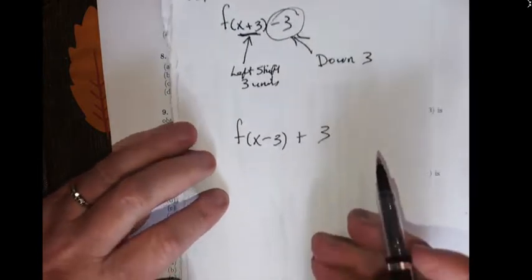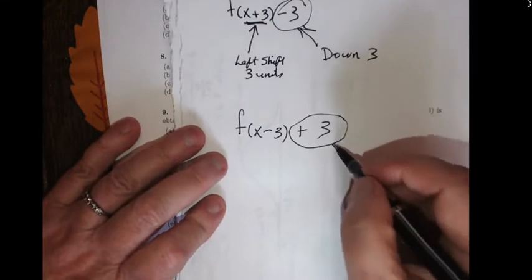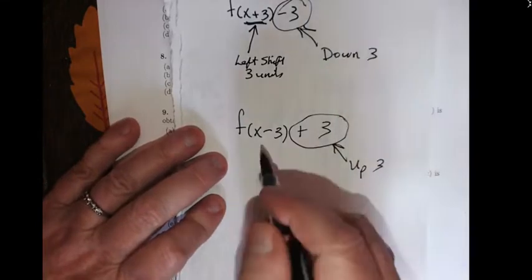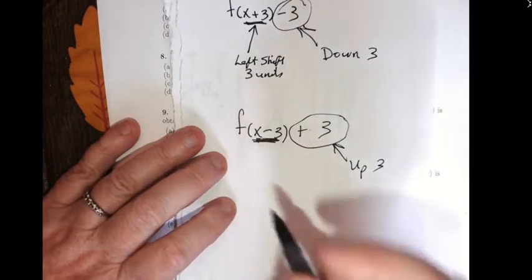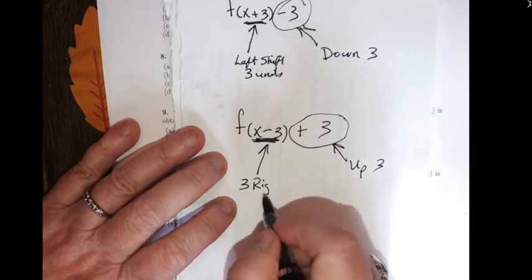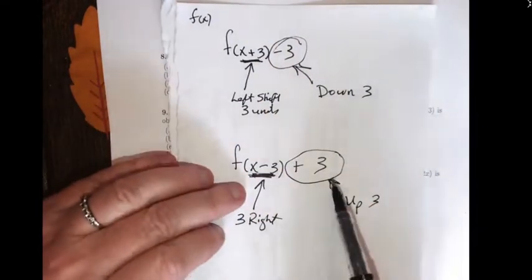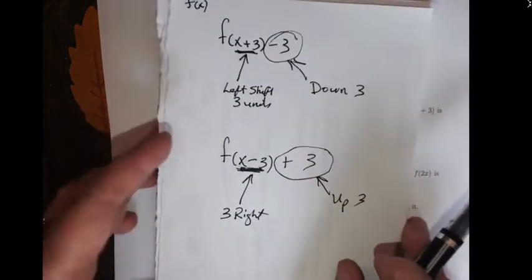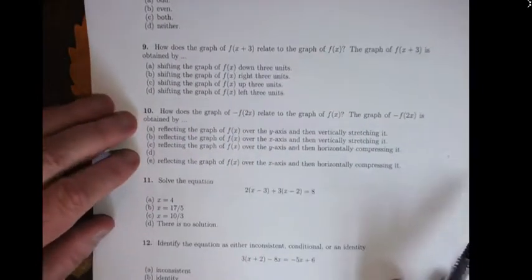All right, if you've got something like this, well, this is outside of f, and so that's going to be shifting it up 3. But because x is replaced with x minus 3, that's a horizontal shift, and that's 3 units right. So on your final this year, you're going to have to know how to do 2 shifts like this. Okay, so it is more difficult than just number 9.